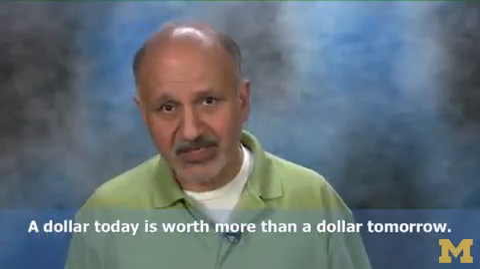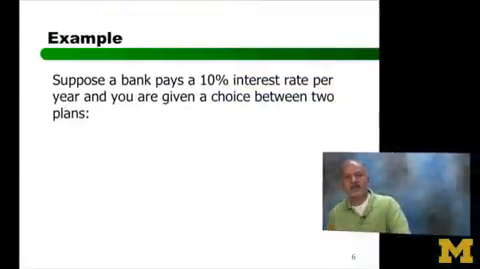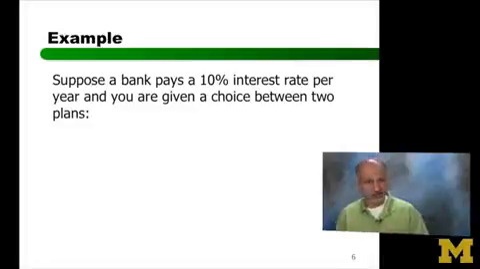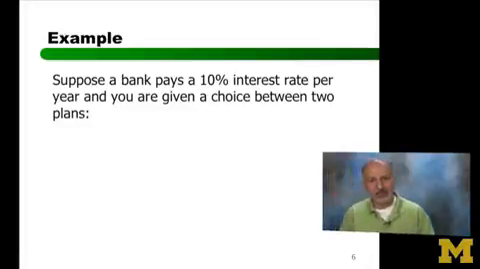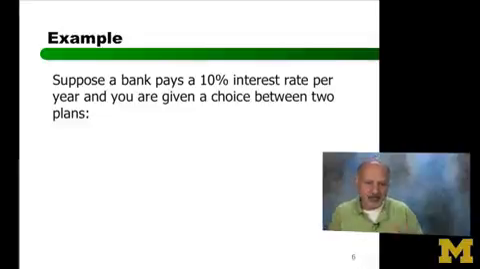So let me start with an example. Suppose a bank pays a 10% interest rate per year and you are given a choice between two plans. And by the way, I'll be going a lot back and forth writing, but that will hopefully make it more engaging. As I do a problem, you should do it with me. And if the problem gets complicated, I'll give you more time and then we'll do it together.